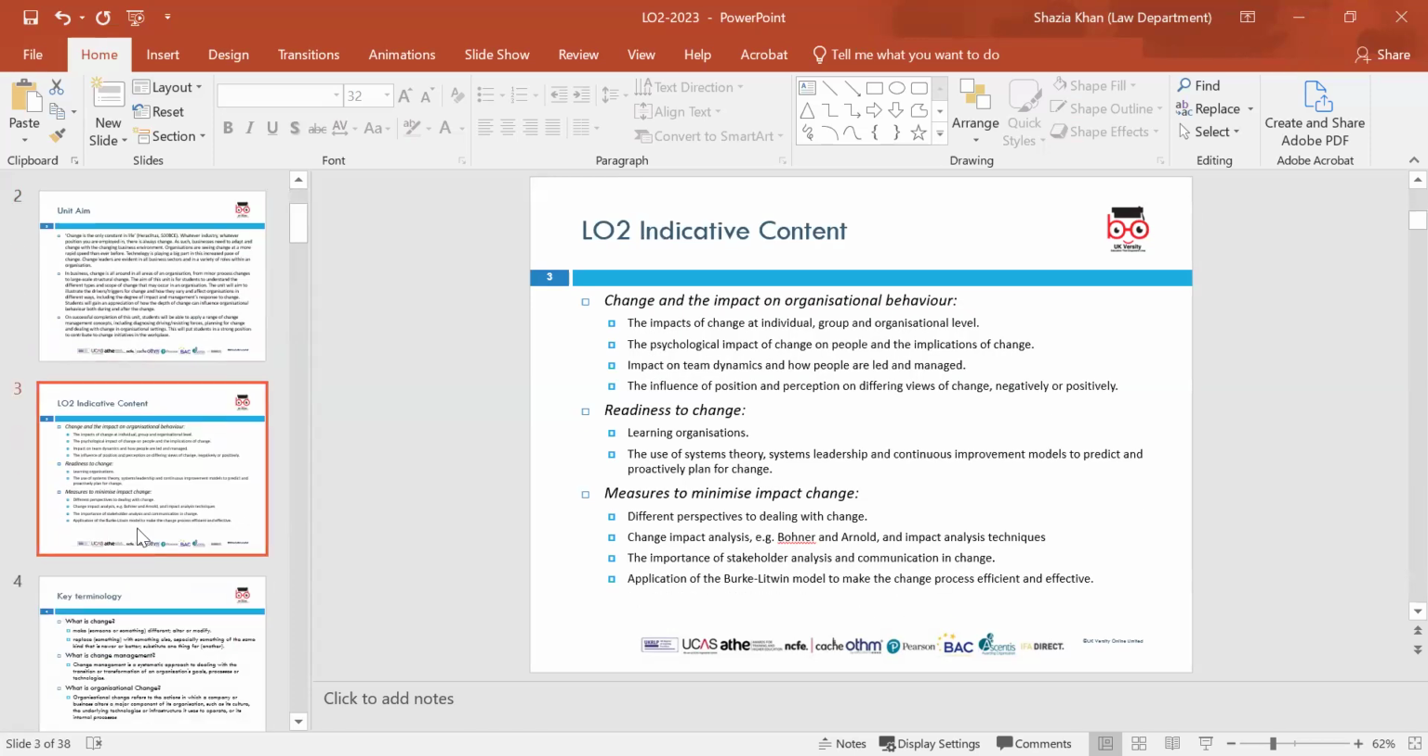So the indicative content for Learning Outcome 2, which we're doing today, is we look at change and the impact on organisational behaviour. So the impact of change at individual, group, and organisational levels, because they have a different impact separately. And the psychological impact of change on people and the implications of change. When we look at the psychological change, Keith, what could it be? How could it impact on people psychologically? If change was to occur within an organisation, how do you think that could impact on people psychologically?